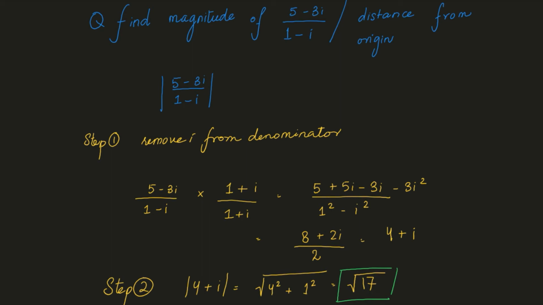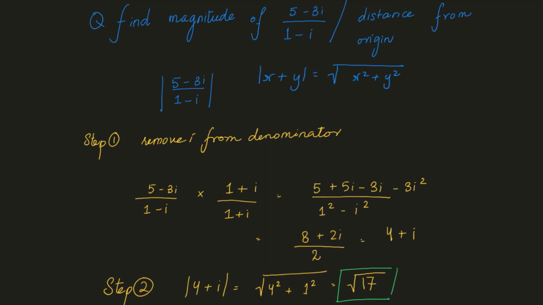But in both cases, you will use the modulus formula, which is that the modulus of x plus yi is equal to the root of x squared plus y squared. So here we have to find the magnitude of 5 minus 3i over 1 minus i.